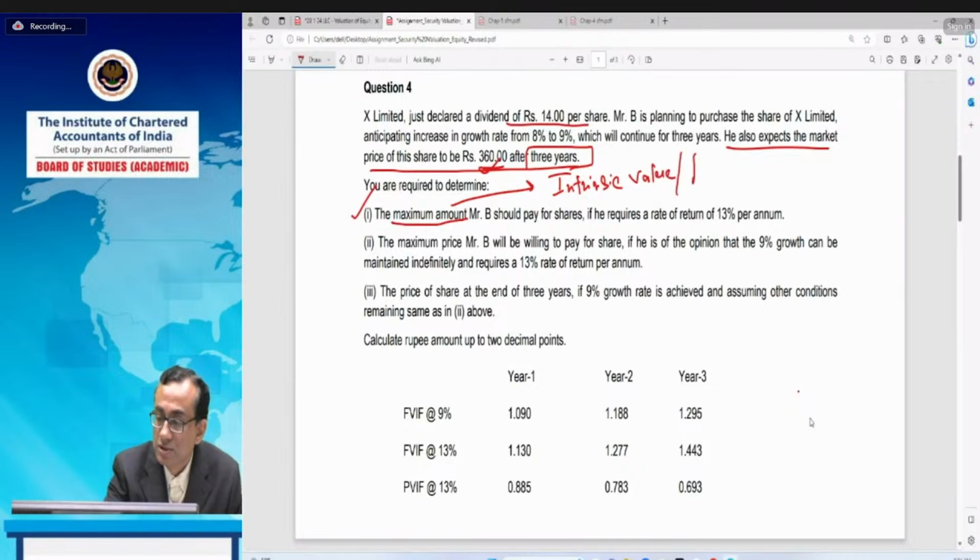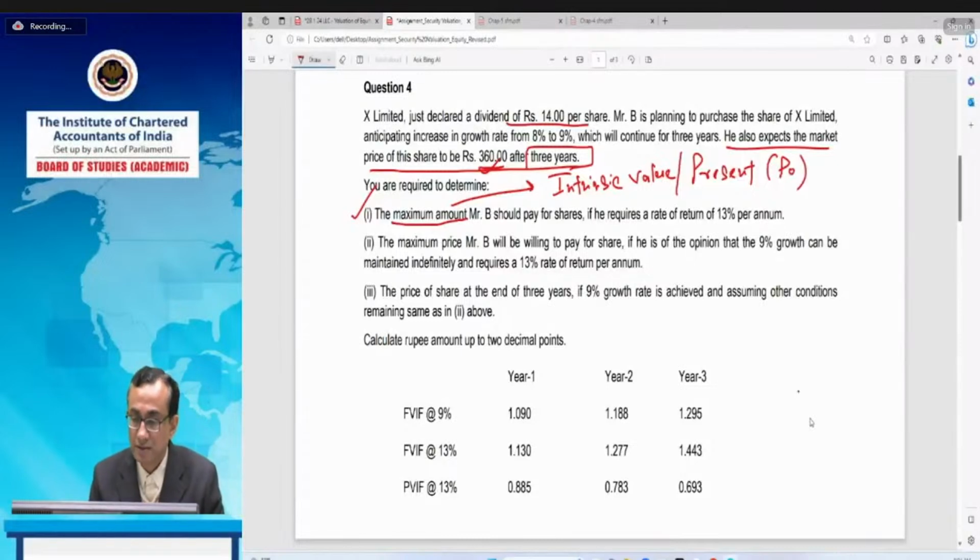Intrinsic value or the present value, which is denoted by P0. Fine. So what is this intrinsic value? Intrinsic value is the present value of all future cash inflows in the form of dividend or earning, whatever it is, discounted to arrive at the present value. This is intrinsic value. So intrinsic value signifies that in future, the share price will increase up to that amount.